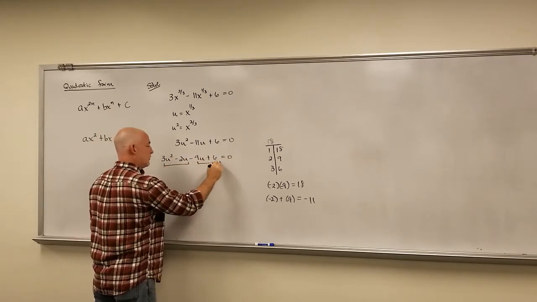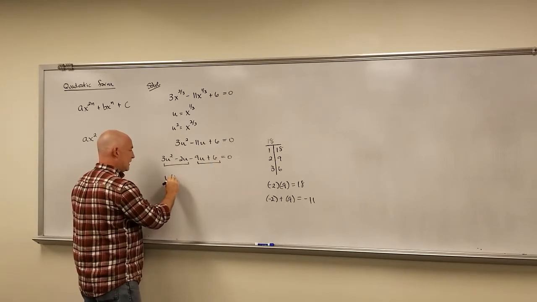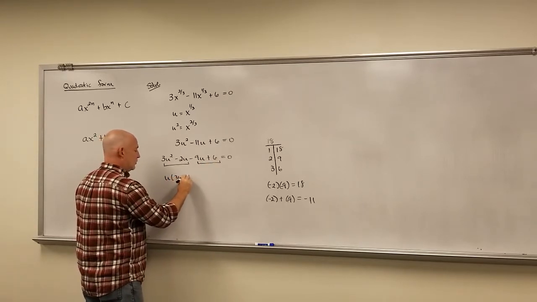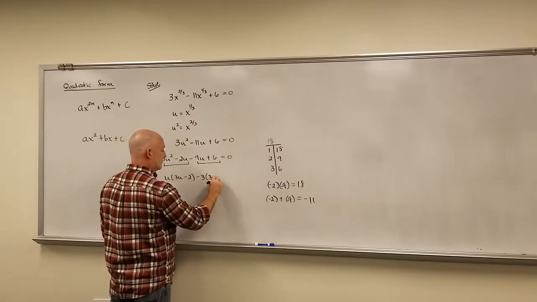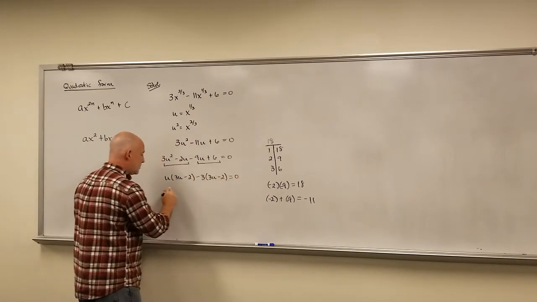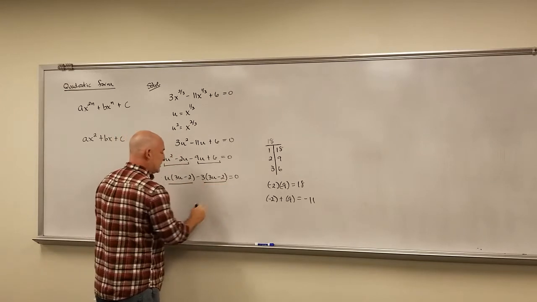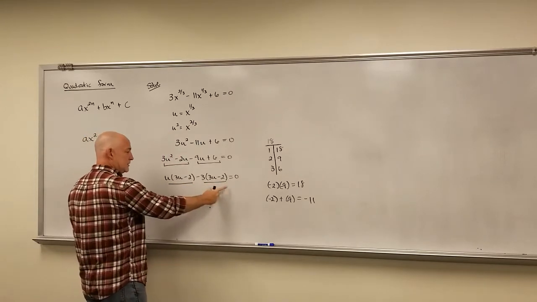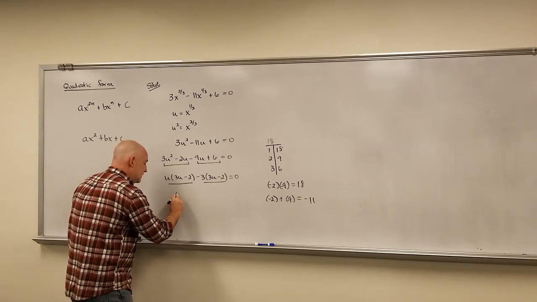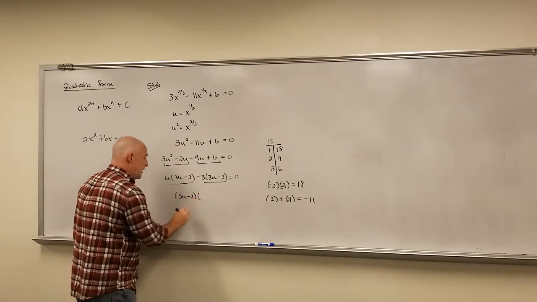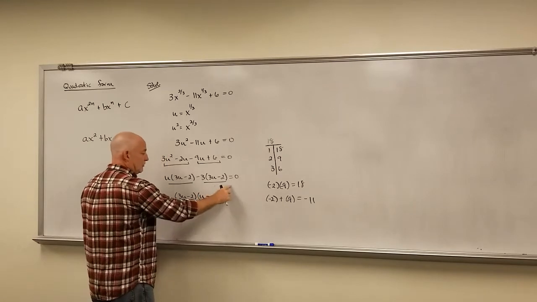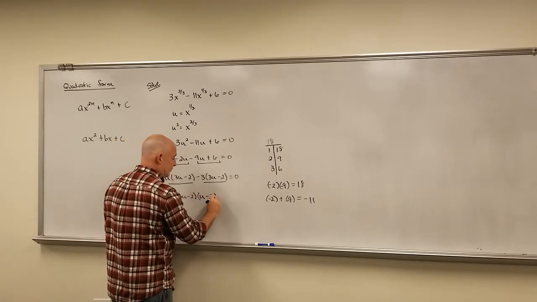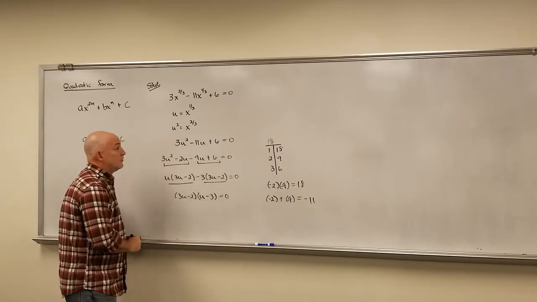Then we factor by grouping. Out of the first pair, we can take out a u, and I'm left with 3u minus 2. Out of the second pair, I'm going to take out a negative 3, which gives me 3u minus 2. Now we have 2 pieces here, this first term minus this second term. Both of these have a 3u minus 2. If I factor that out, from the first term I have left a u, minus from the second term I'm left with a 3.